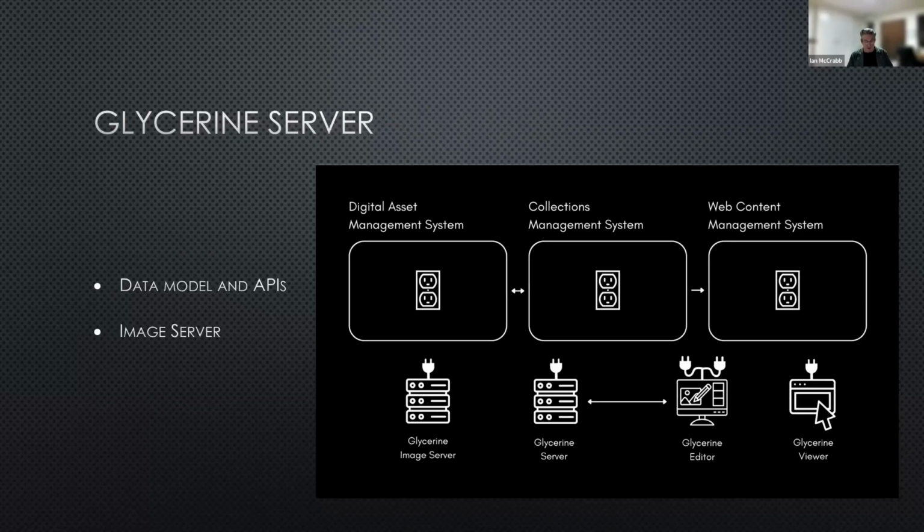Thinking about Glycerine server, it provides the data model and the APIs for integration with the institution's digital asset management and/or collections management system. It provides access to all of Glycerine's IIIF support, collection and collaboration features. The image server is a IIIF image server built on Cantaloupe, which provides a controlled environment for resource access and management.